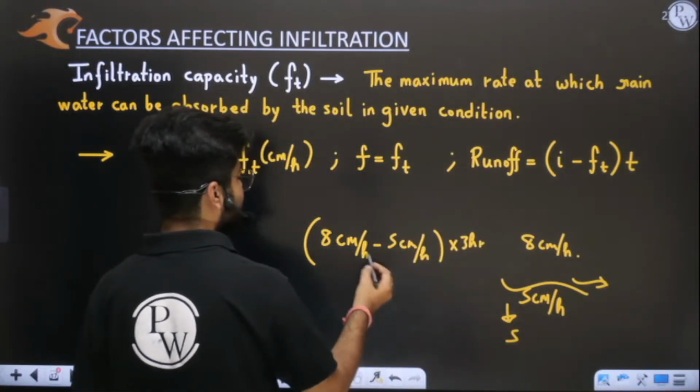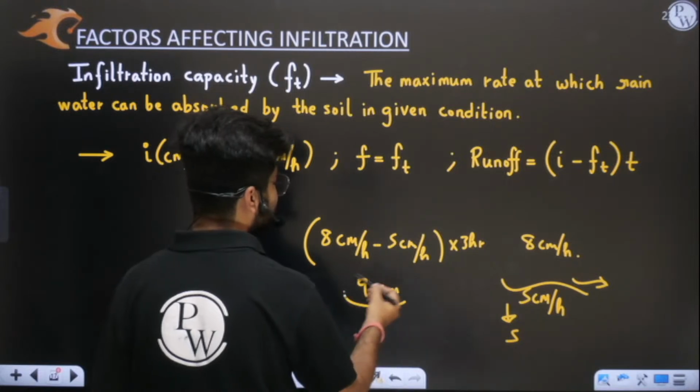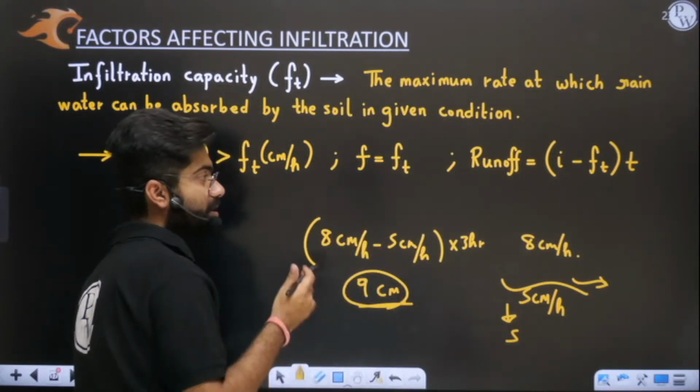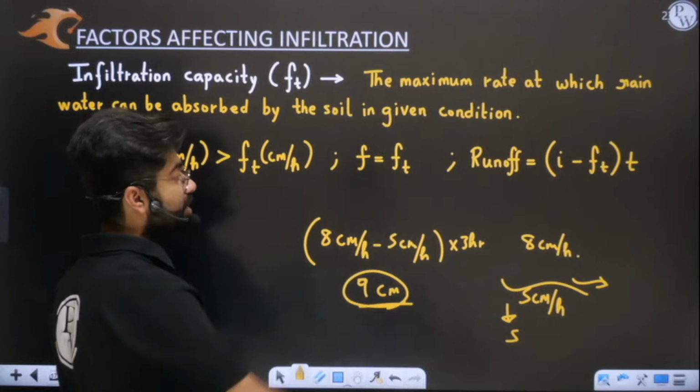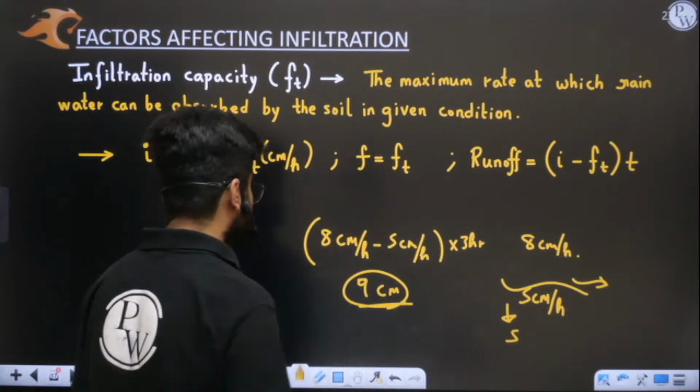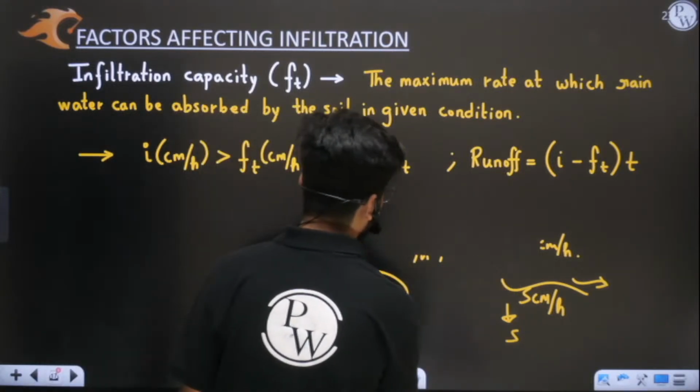Okay, the per hour will get cancelled. 3 into 3 is 9 centimeter. That means 9 centimeter of water will go into the ground in the 3 hours, and 9 centimeter of water will take place in the form of runoff. 9 centimeter runoff will take place in 3 hours. Okay, so I hope with the help of this formula you can evaluate runoff.